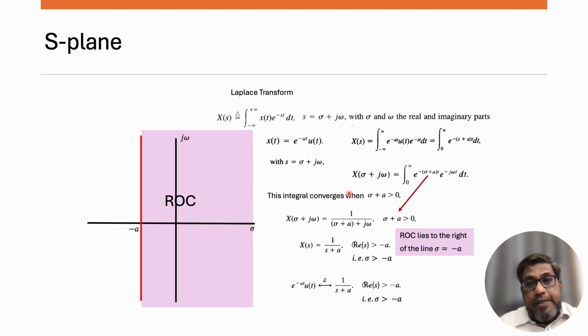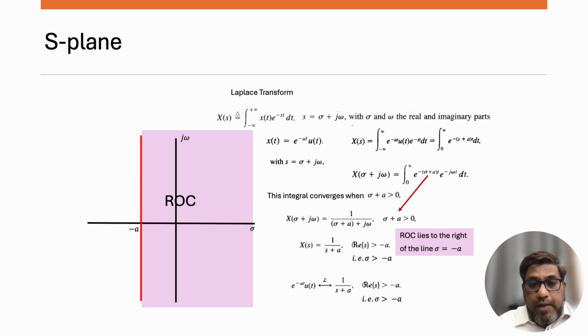So one of the observations that we see here is that when the signal is right-sided, as in this case, the signal is defined and extends to infinity towards the right side. In this case, we see that the region of convergence is some region to the right of some point for the value of sigma, extending to the right side of some point sigma equals minus a. So that's the first observation we make here.